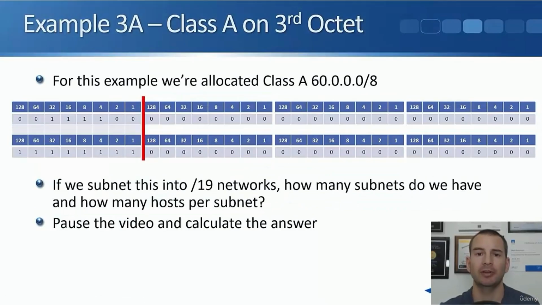Let's do another example. So the previous example was a class A on the 4th octet. This time we're going to do a class A on the 3rd octet. And this one can get a little bit confusing, so you might need to pay attention to this one again. So in our example, we've been allocated class A 60.0.0.0/8. If we subnet it into /19 networks, how many subnets do we have and how many hosts per subnet?